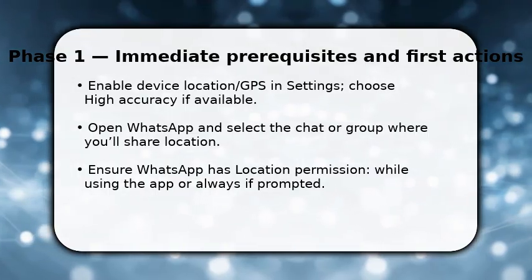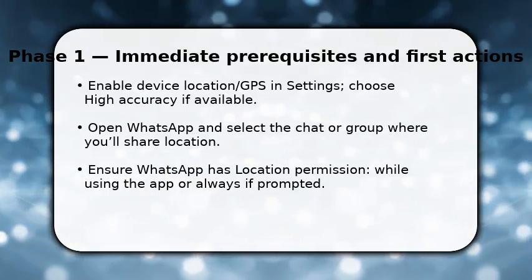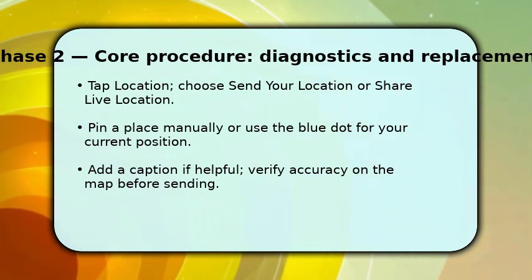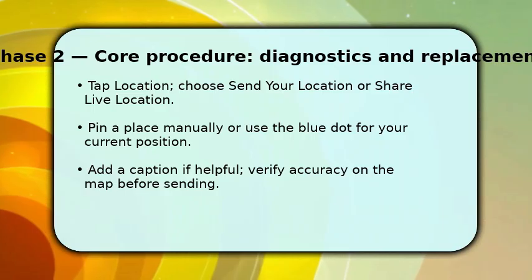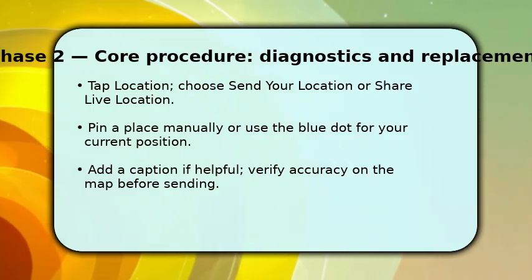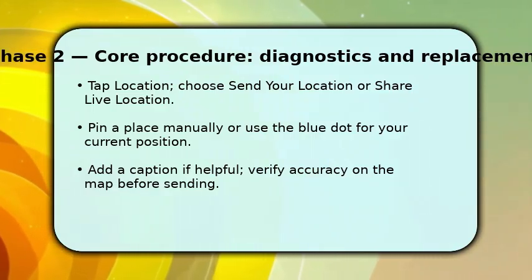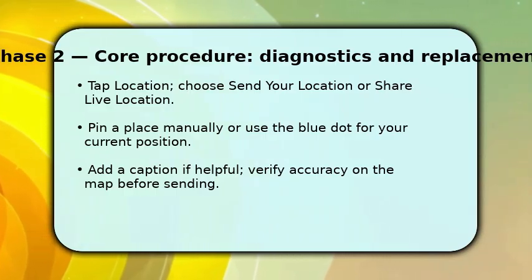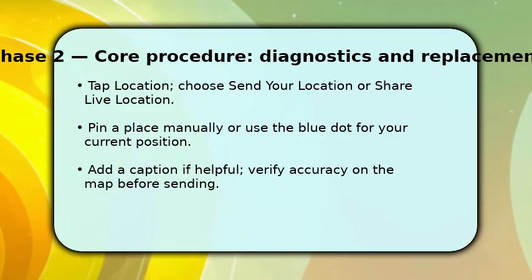Now move on to choosing the exact location option. Now you pick how to share. Tap location, then decide between send your location or share live location. Use the blue dot to represent your current spot or drag the map to pin a different place. If you choose live location, select a duration, 15 minutes, 1 hour, or 8 hours, and then tap share.